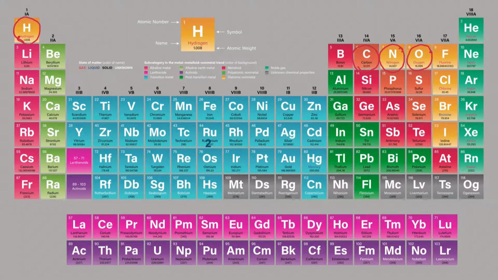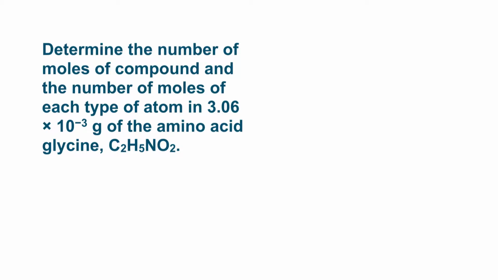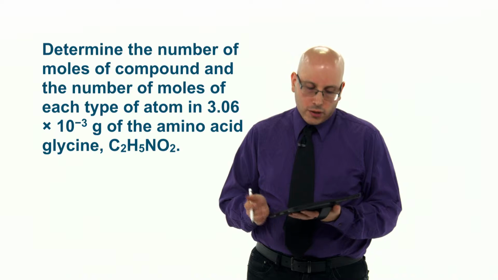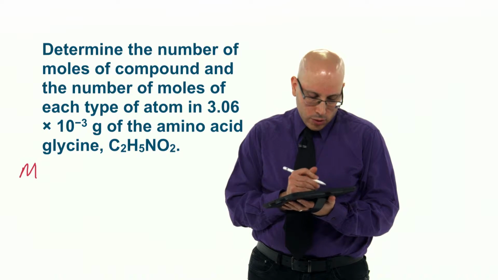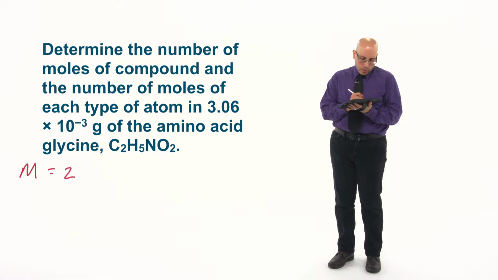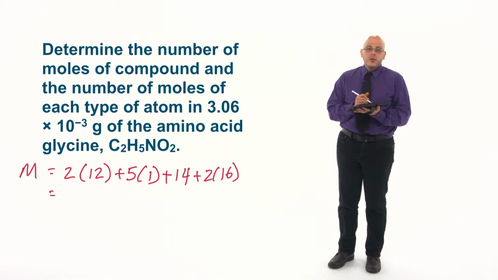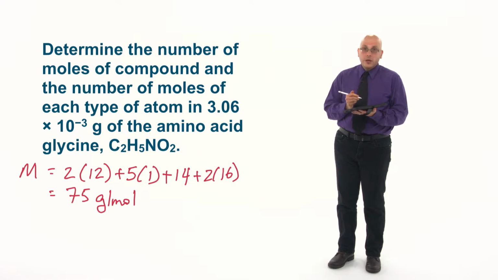So now, if I go back to the question, the first thing I have to do is figure out what the molar mass of glycine is. So the molar mass of glycine is going to be twice the mass of carbon, which is about 12 AMUs, plus 5 times 1 for the hydrogens, plus another 14 for the nitrogen, plus 2 times 16 for the oxygen, which, if I work this out, gives me about 75 grams per mole.